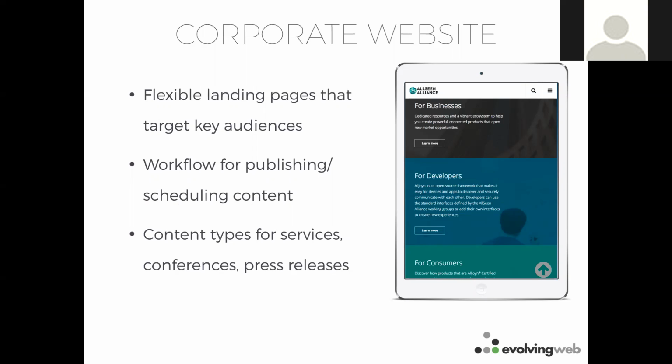You might also have to build different types of content on the site. You might use those content types to create different pages for services. Maybe you have conferences you're organizing, so you could list those on the website. And you might also be issuing press releases, so you might want to create a content type for that, so that every press release has the same kind of information.